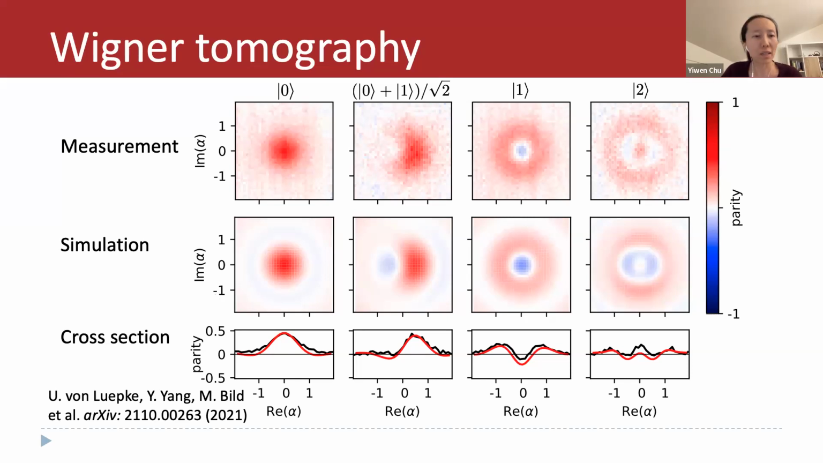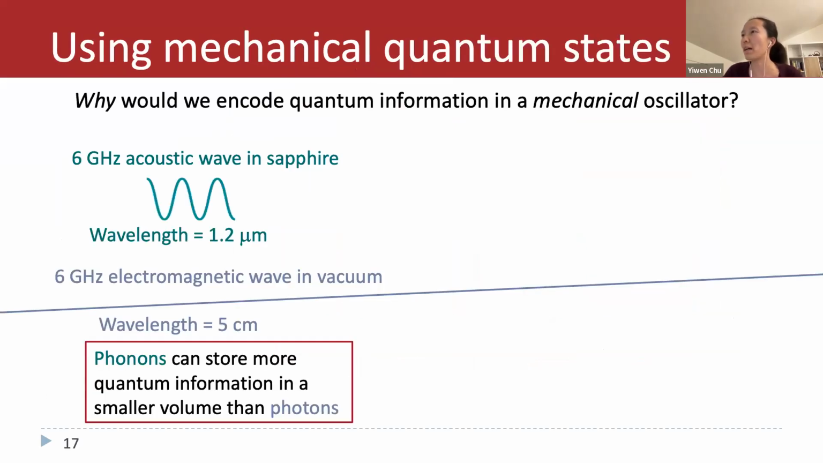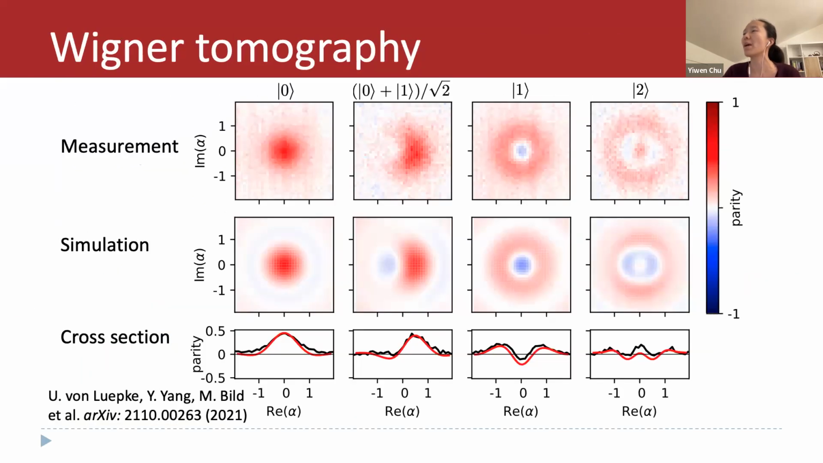All right. Nevertheless, we've sort of shown that we can use this method to characterize our quantum states. And to finish up, maybe you might be asking yourself why we want to do this. What's the use of trying to make these states and measure them in a mechanical resonator? As I said, we're sort of borrowing tools from these other fields, which are very well developed, like circuit QED.